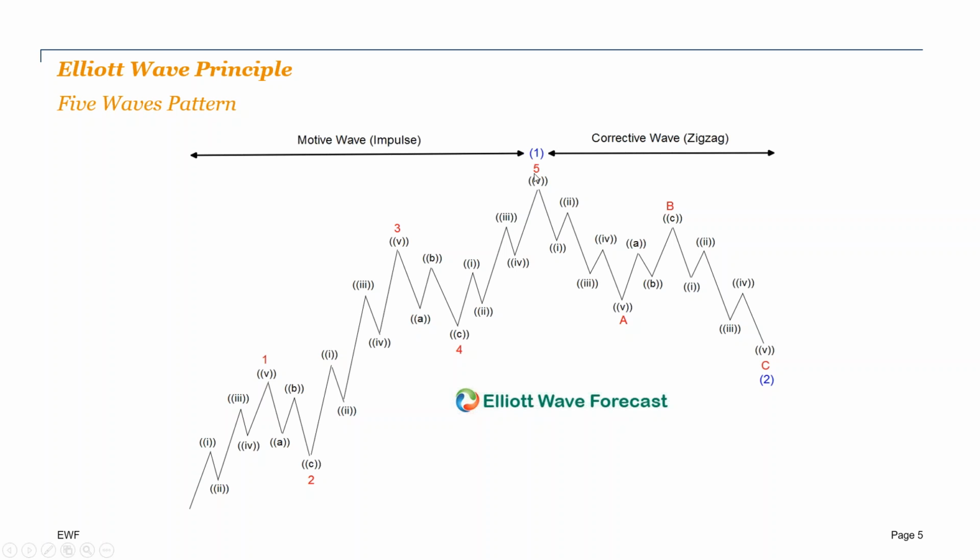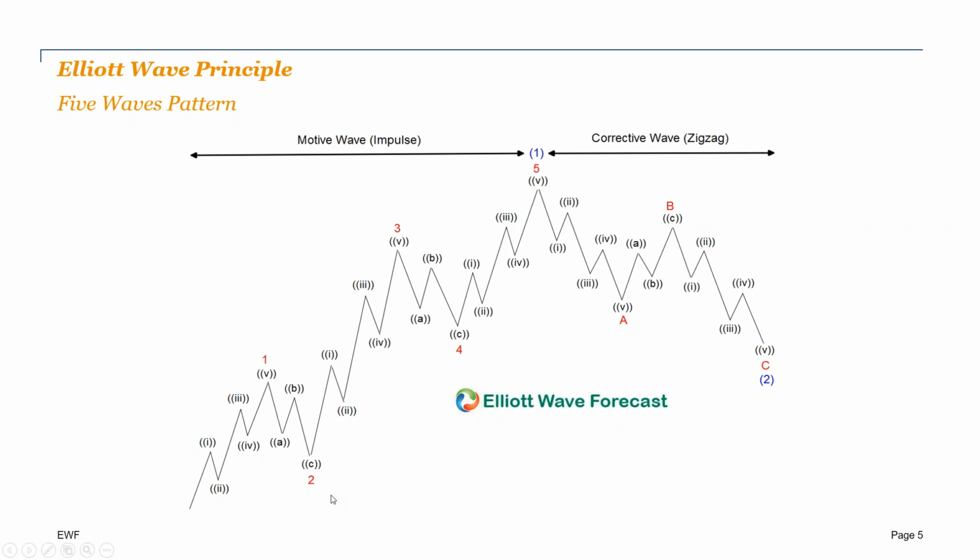Movement on the right side here against the trend is called corrective wave, right? So you can see label as A, B, C, always in 3 waves. Movement against the trend is 3 waves. Movement with the trend is 5 waves. So what about all this black label here?